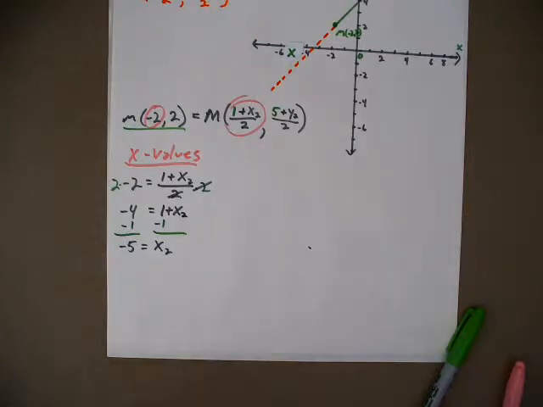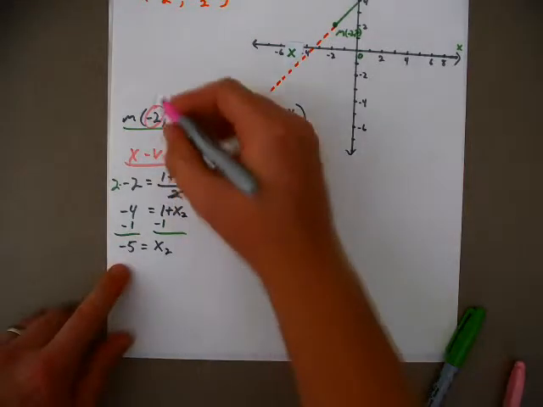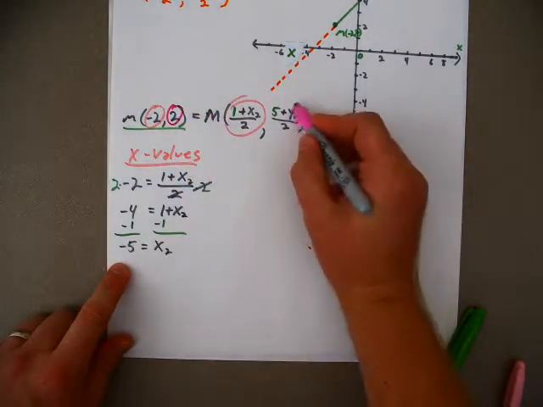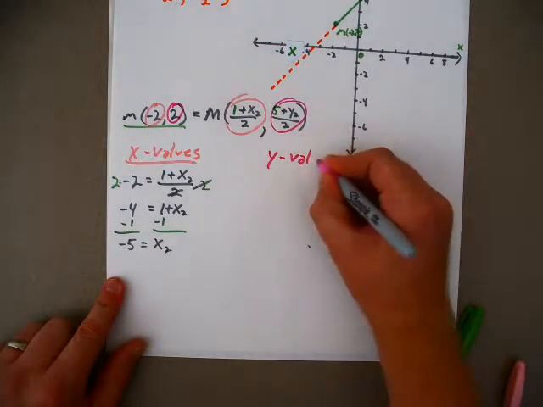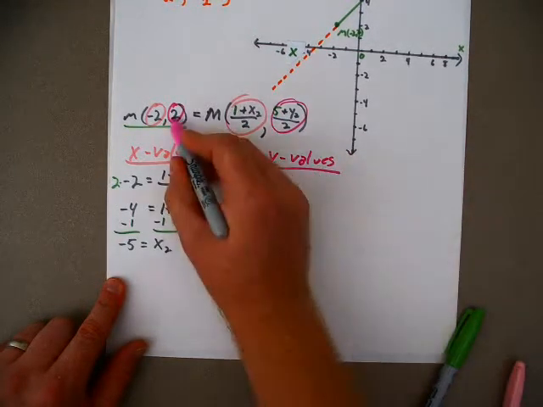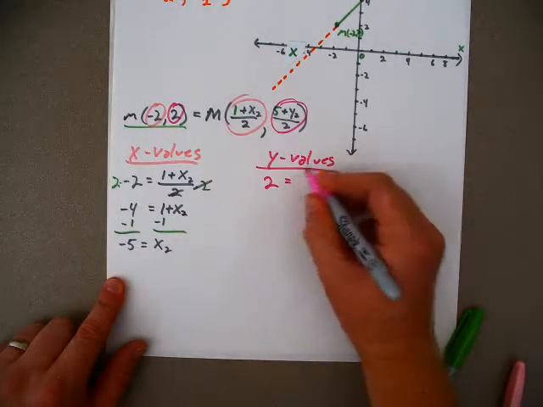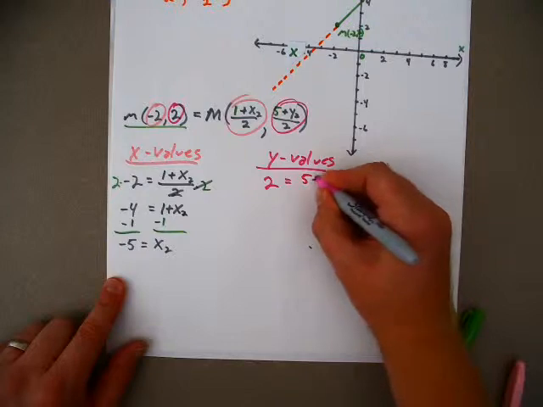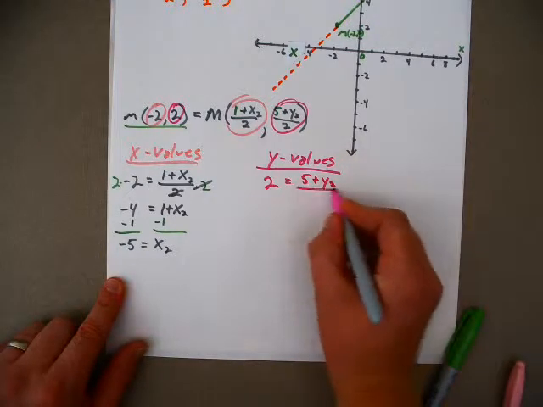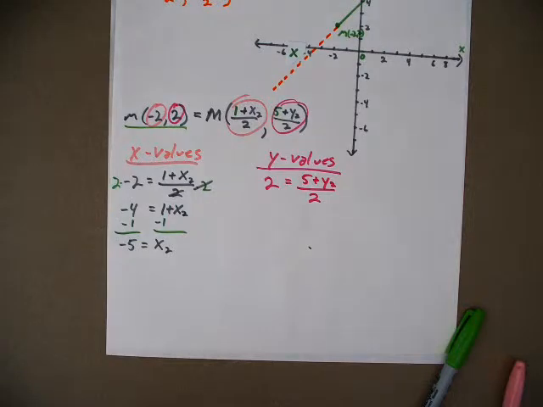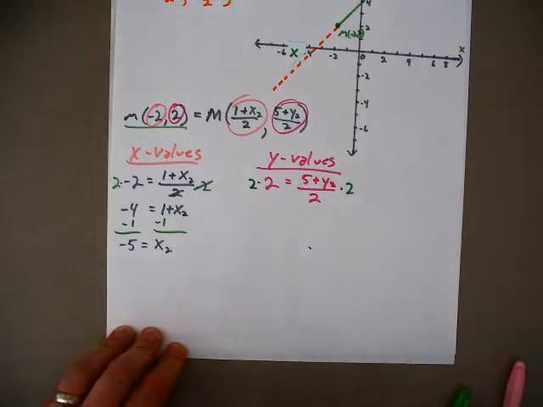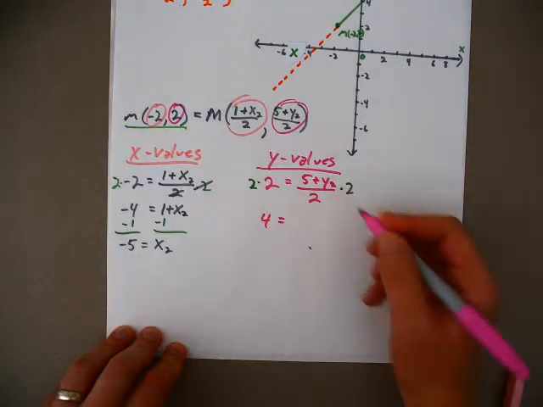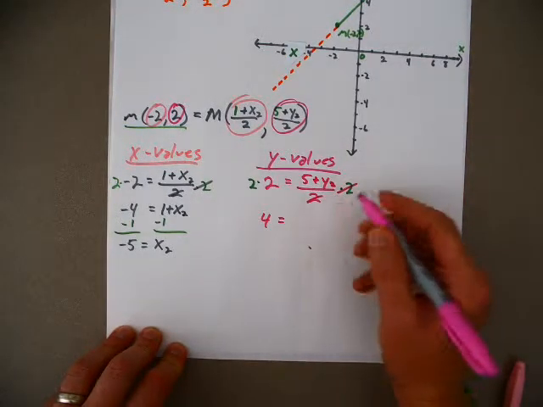Now we have to go back and find our y value. Well, I know that that's my y value, and that's my y value. So for the y values, I'm going to set this positive 2 equal to the 5 plus y2 divided by 2. And so similar process to finding the x values. I'm going to multiply both sides by 2. And so that gives me a positive 4. And those are going to cancel out.